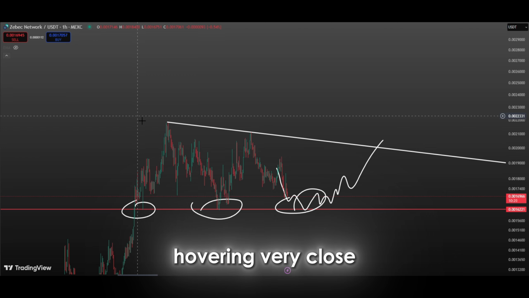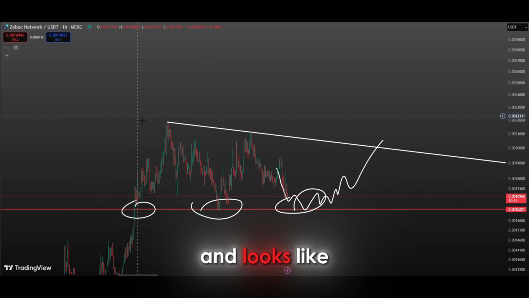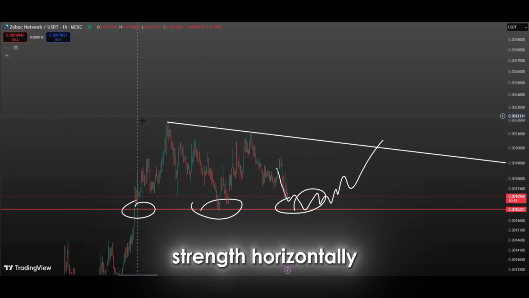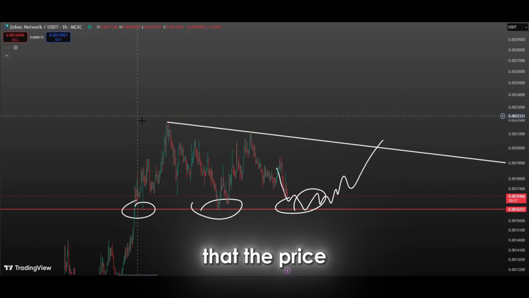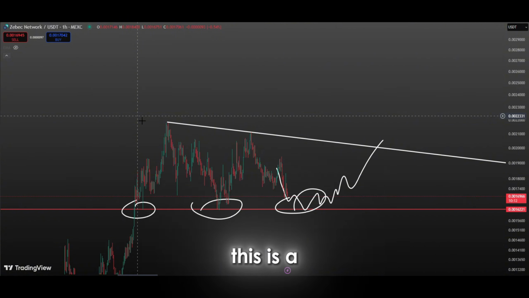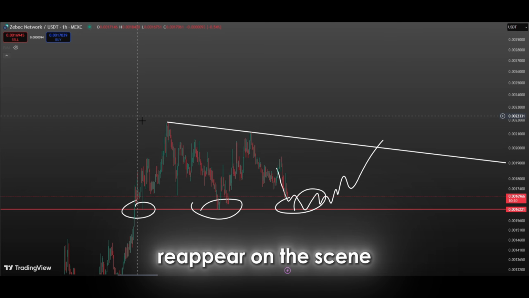Currently, the price is hovering very close to this support area and looks like it is gathering strength horizontally. This often indicates that the price is preparing for an upward move, not a downward one. Because when investors see that this level has worked in the past, they may be tempted to buy on a pullback back towards it. This is a natural reflex of the market, causing buyers to reappear on the scene.